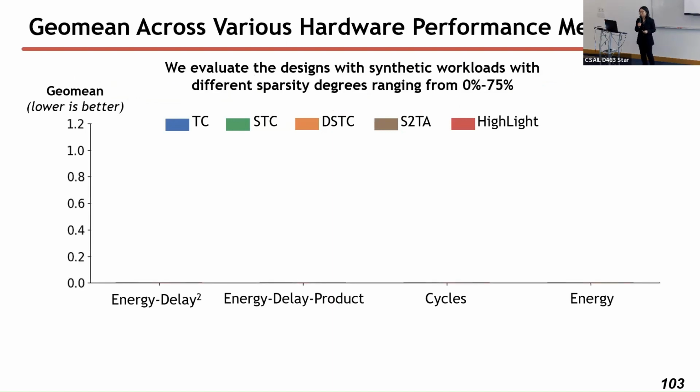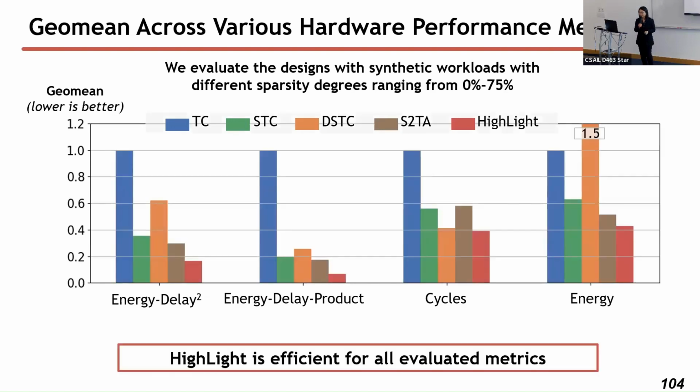Specifically, let's first take a look at different hardware evaluation metrics for synthetic workloads with different sparsity degrees. On the x-axis, we're showing energy delay squared, energy delay product, cycles, and energy. So these are different hardware metrics. The y-axis is showing the geo mean of these metrics across the synthetic workloads. So lower is better. If we look at the comparison of HighLight to these existing works, it is always able to achieve the lowest, no matter which hardware metric we're looking at. So in general, the hardware is very efficient given specific sparsity.